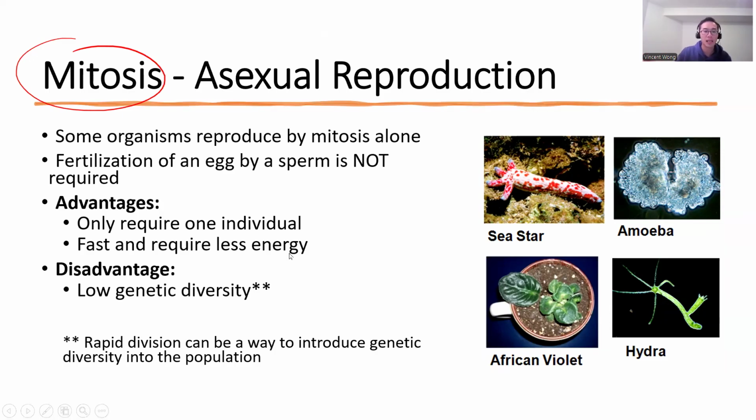Think about humans, right? How long does it take to carry the baby to term and then raise the baby? It's like 10 months just to carry the baby, lots of energy, resources dedicated to it. So definitely asexual reproduction in that regard is much more advantageous.